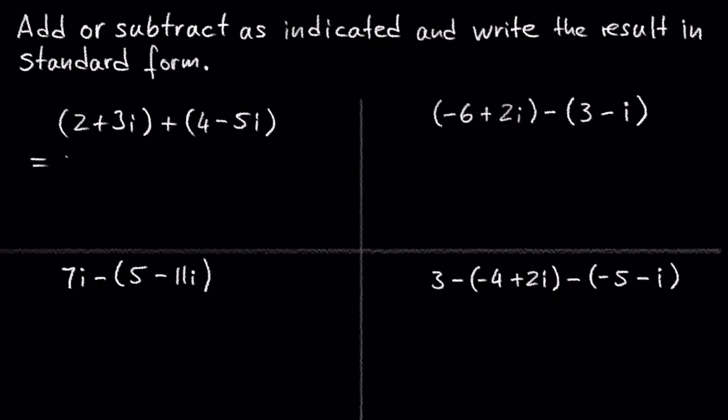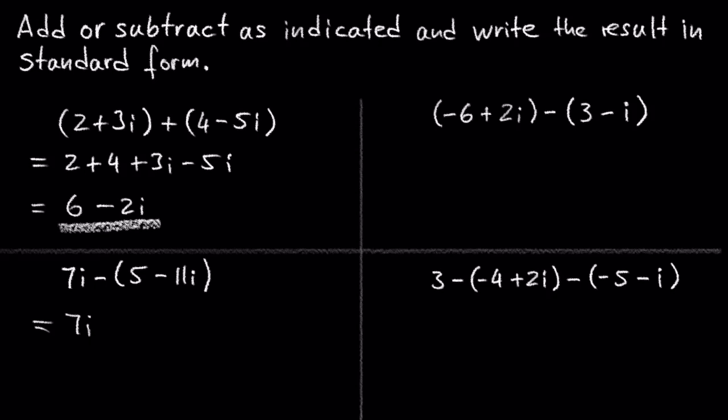The real parts are 2 and 4, and the imaginary parts are 3 and negative 5. 2 plus 4 is 6, and 3i minus 5i is negative 2i. So we get 6 minus 2i, and we are done with this problem. Let's look at 7i minus 5 minus 11i.